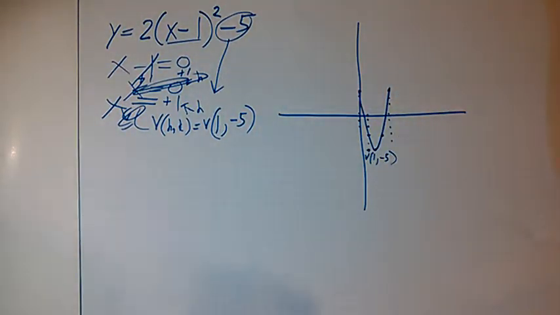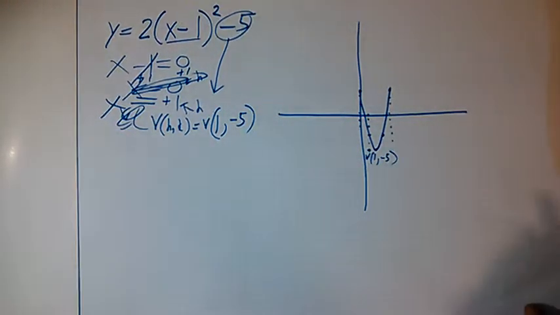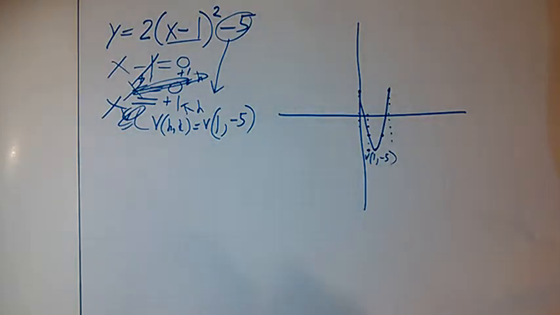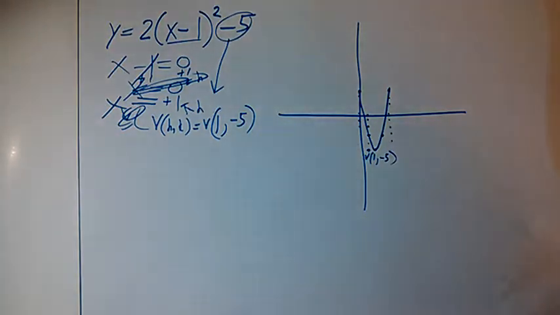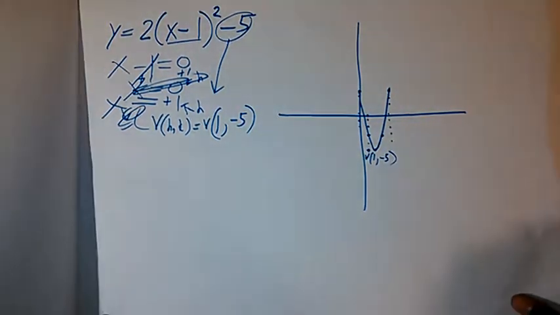Okay, and that's how you graph expanding functions that have been not only shifted left or right, but also have a factor of 2 or 4 in front of them. Now let's look at other types of functions.